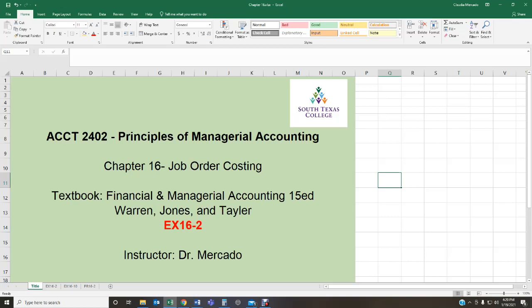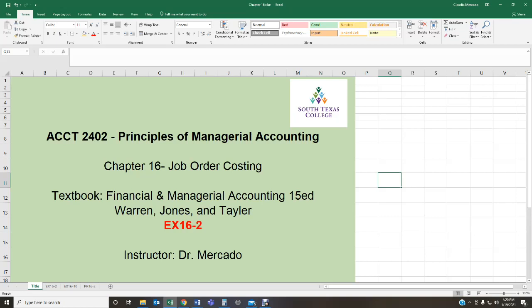Chapter 16 deals with job order costing. There are two primary cost accounting systems used: the job order and the process cost systems. In this chapter, we are going to be focusing on the job order costing system, which is a system that accumulates costs for each quantity of product or job that passes through the factory.